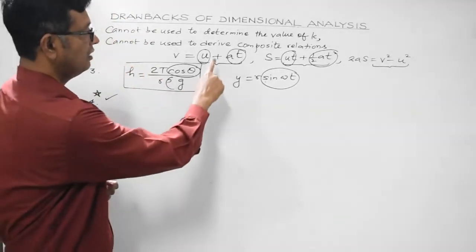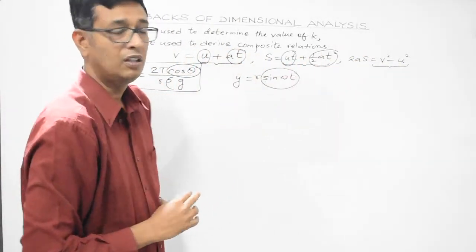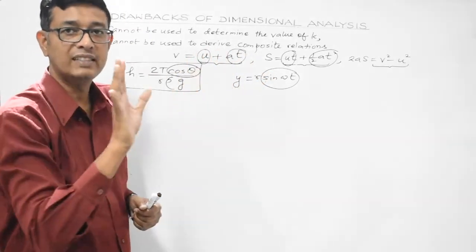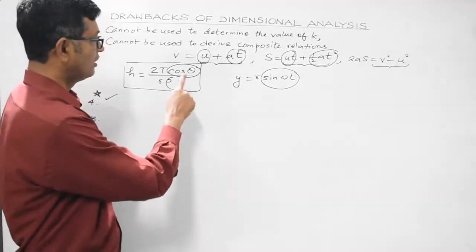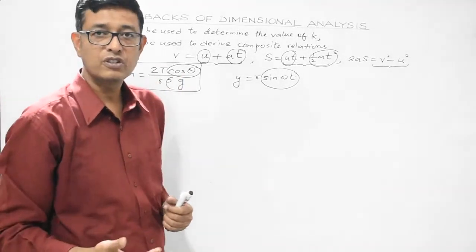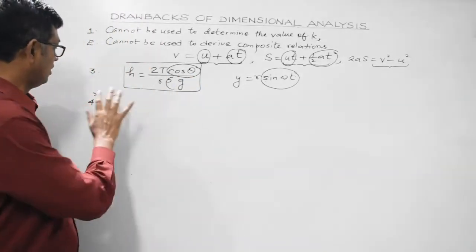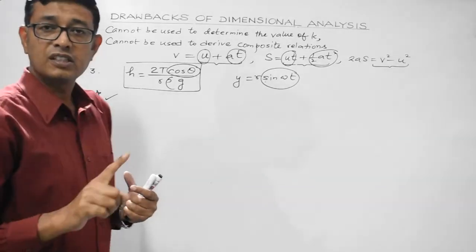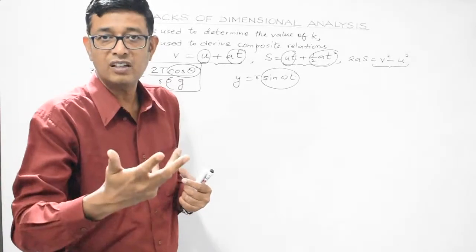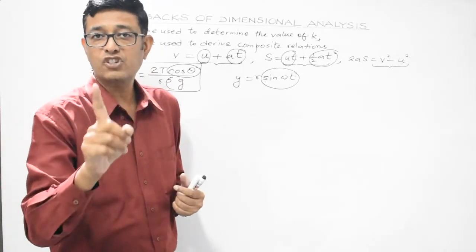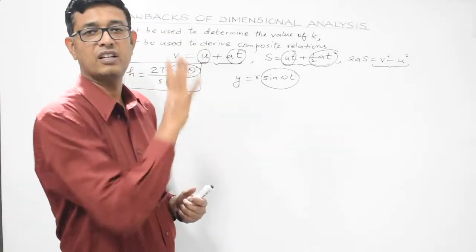Second, there are composite relations involving addition or subtraction between 2 or more terms. Such relations cannot be derived using dimensional analysis. Third, those relations involving trigonometric functions, logarithmic functions or exponential functions can't be derived using dimensional analysis. Fourth one, if a physical quantity is dependent on more than 3, I repeat, more than 3 other physical quantities, then such formulas or relations can't be derived using dimensional analysis.